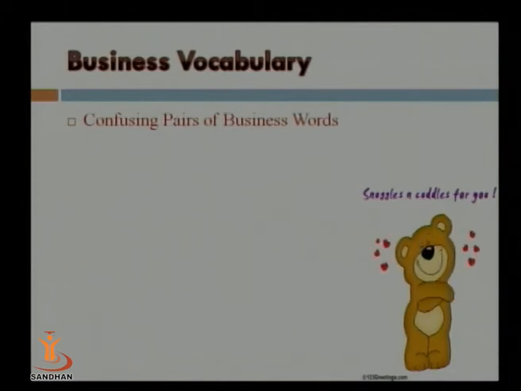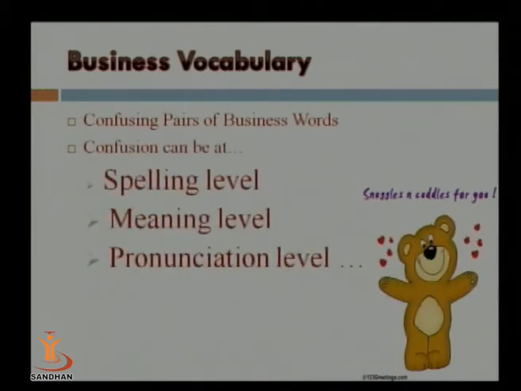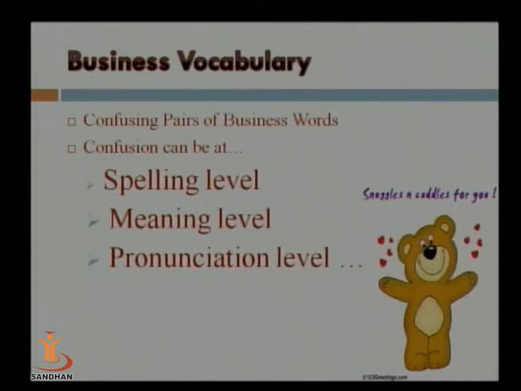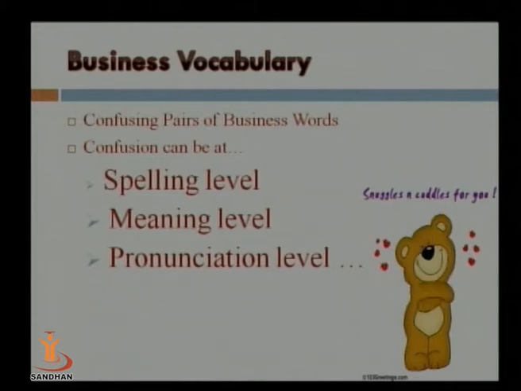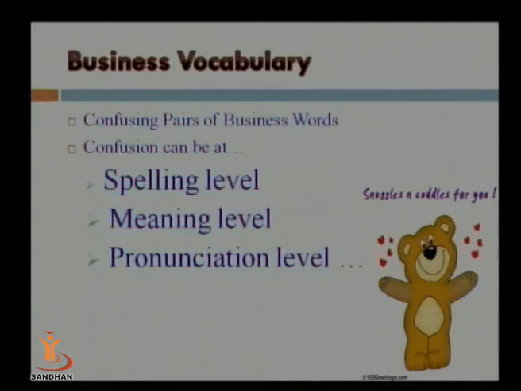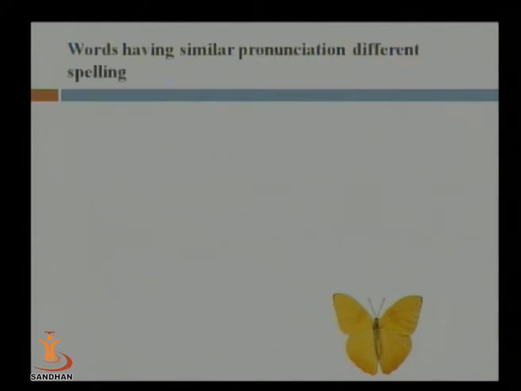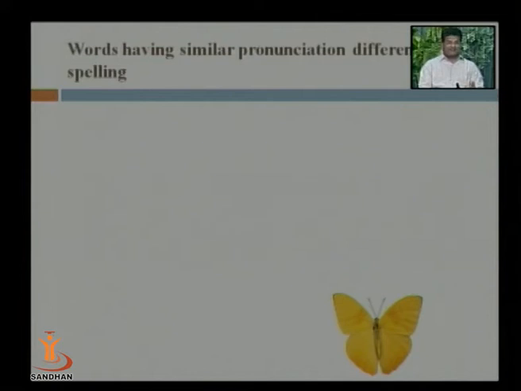Now, confusing pairs of business words. The confusion can be at three levels: spelling level, meaning level, and pronunciation level. So, at any level, in any one of these or on different layers, there can be confusion. Now first, let us see words having similar pronunciations but different spellings. Pronunciations are almost similar but spellings differ, and they may create confusion.